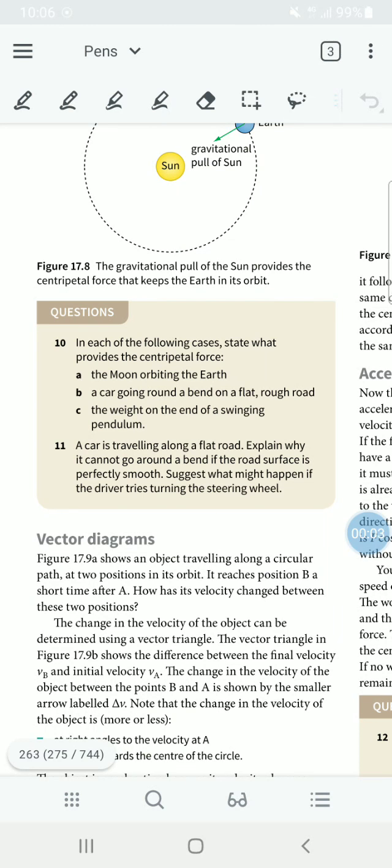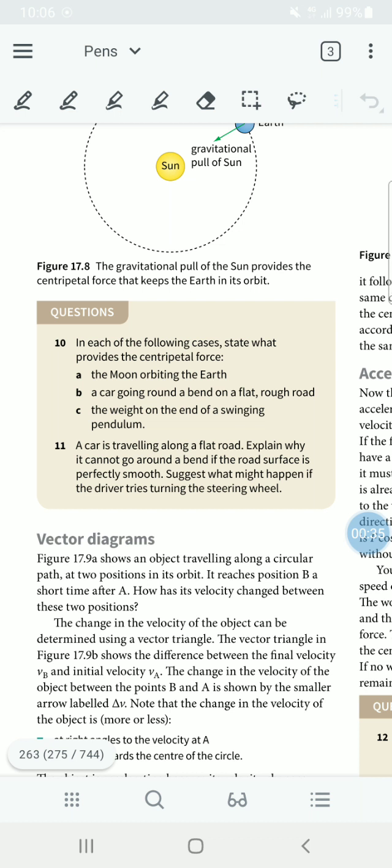Physics chapter 17, question number 10 and 11. Question number 10. In each of the following cases, state what provides the centripetal force. So we understood what centripetal force was, and what gives the centripetal force. Now we are going to consider different situations and try to find out what provides the centripetal force. The moon orbiting the earth.